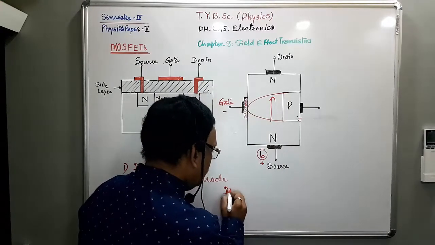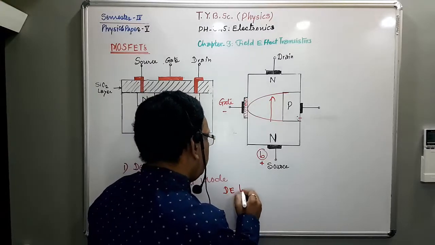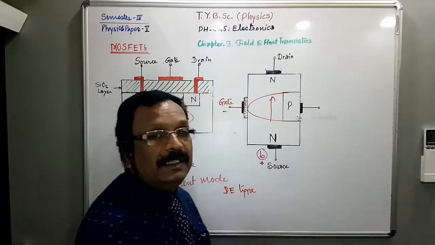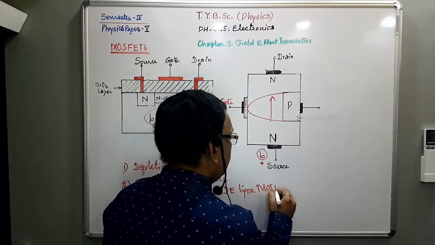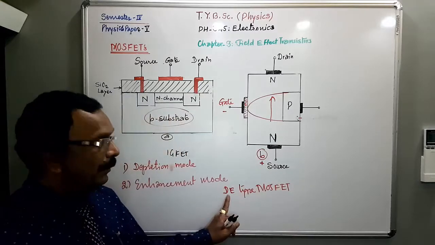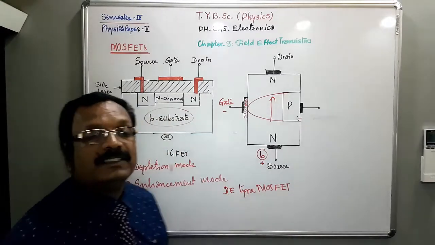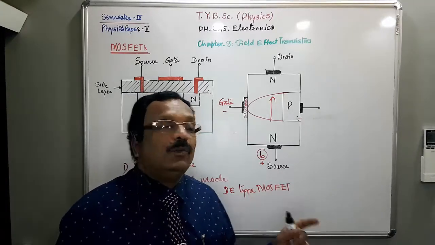Depletion, D for depletion, enhancement, depletion enhancement type. DE, depletion enhancement type MOSFET, because this MOSFET operates in both modes, depletion mode as well as enhancement mode. Okay. Now we are going to see how it works.